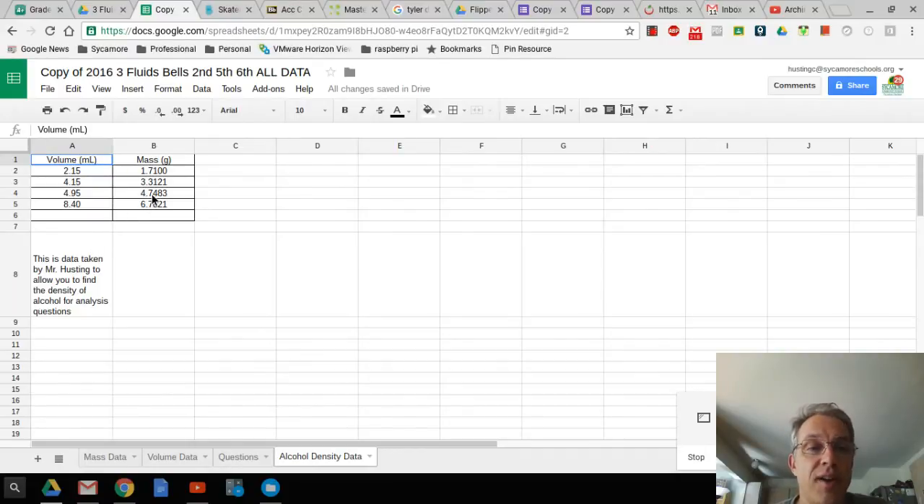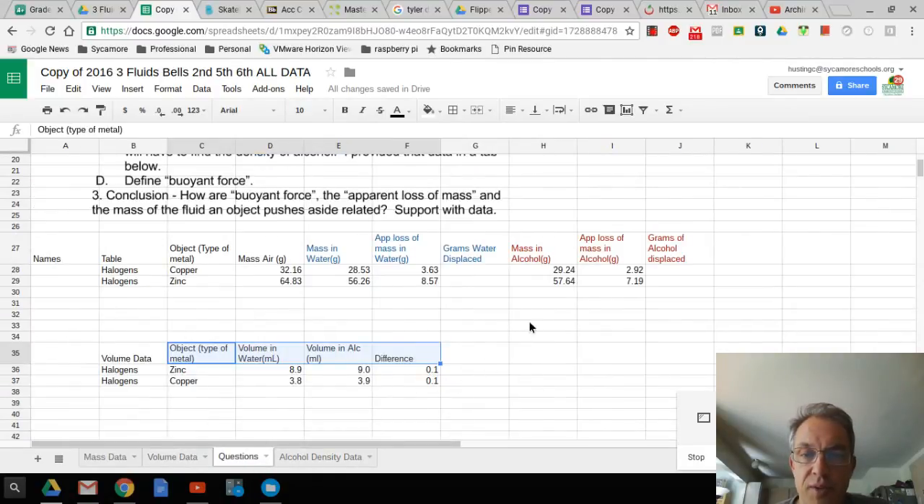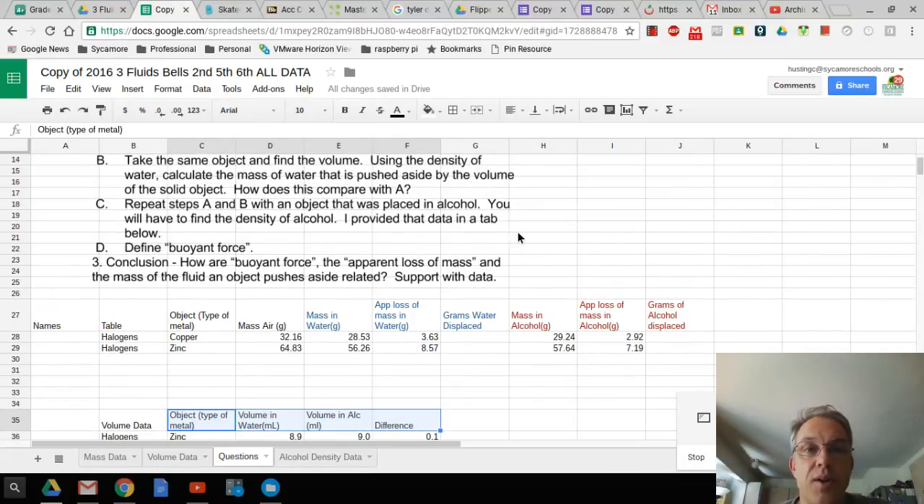This is to find the grams in each 1 milliliter, and then go back and say, look, if I find the grams of that alcohol displaced by this volume, so here's my copper by about 4 mils, what is that in grams of alcohol? How does that compare to the apparent loss of mass? So again, see if you can answer these questions, okay, and then we'll work on doing some problems.